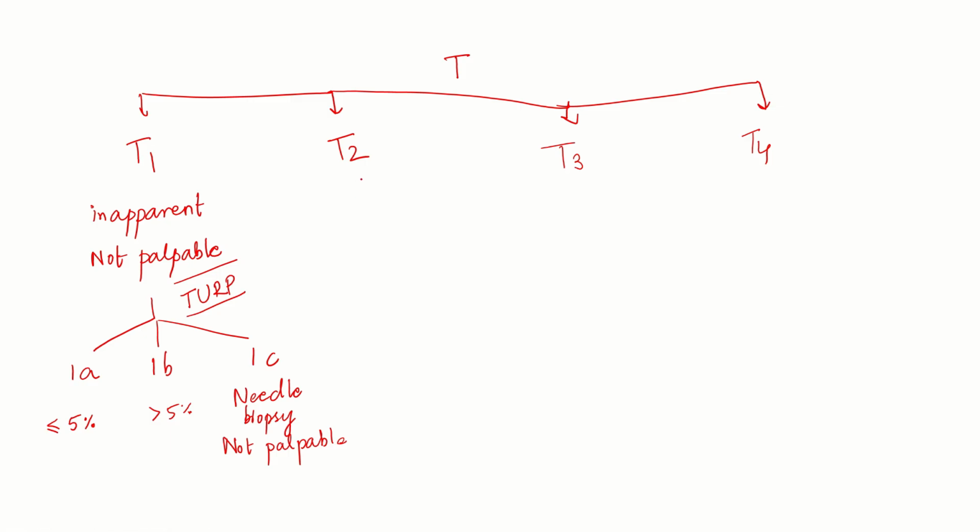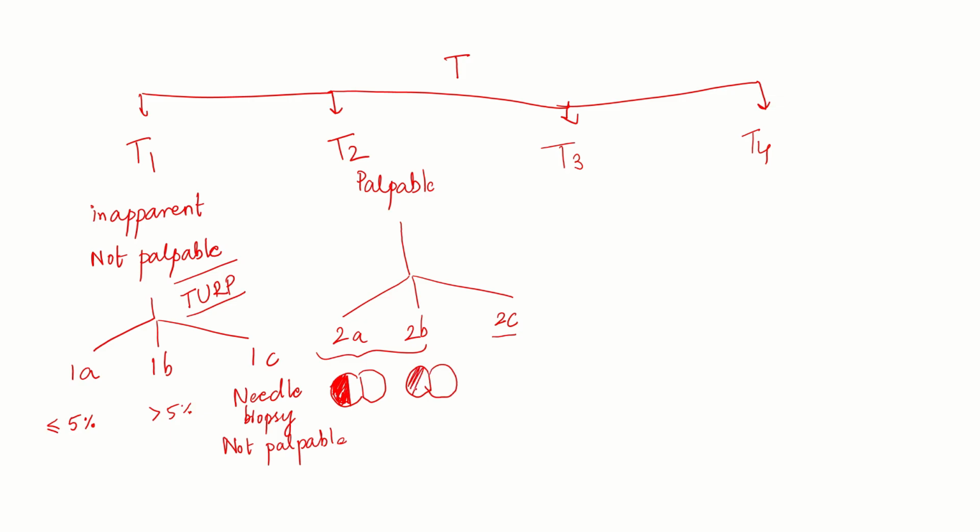Next, coming to T2, T2 are palpable tumors, but without extra prostatic extension. T2 is further classified into 2A, 2B, and 2C. 2A and 2B are unilateral, C is when the opposite side is also involved, both lobes are involved. 2A is when less than or equal to half of the prostate on one side is involved. 2B is when more than half of one side is involved. 2C is when both lobes of the prostate are involved.